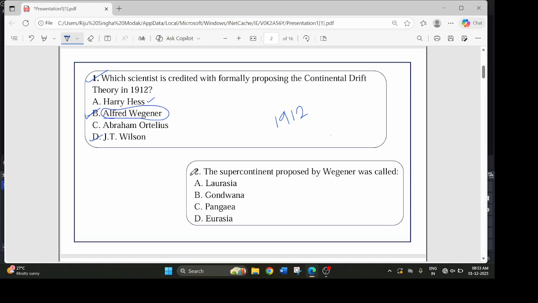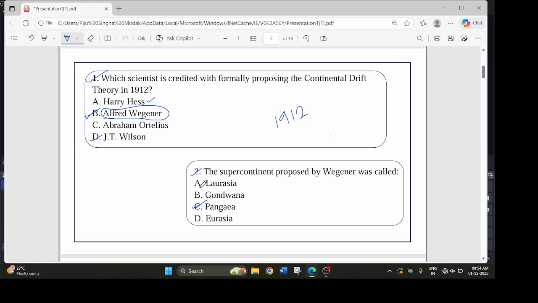The next question is, the supercontinent proposed by Wegener was called Laurasia, Gondwana, Pangaea or Eurasia. The correct answer is Pangaea. Pangaea means all the Earth. Wegener proposed that all the continents were once joined together in a single supercontinent called Pangaea, and the super ocean is called Panthalassa. So the correct answer is Pangaea.